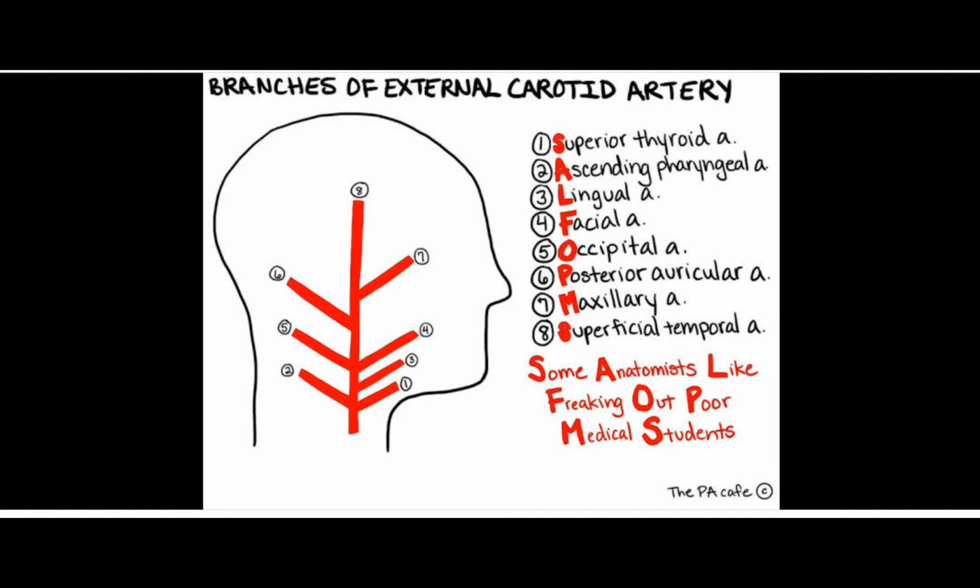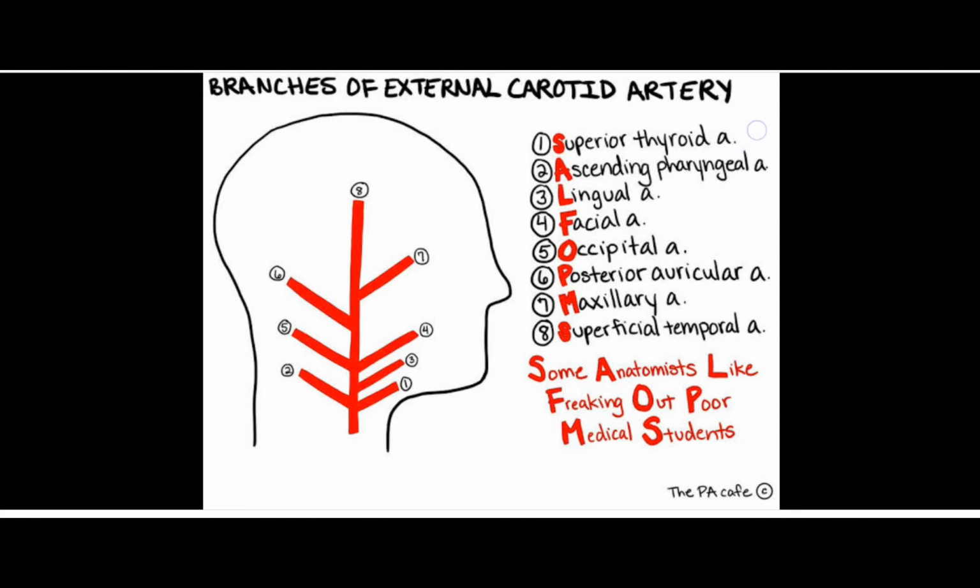So now we come to the branches of the external carotid artery. In the external carotid artery, we have anterior branches, posterior branches, medial branches, and terminal branches. In the anterior branches, we have superior thyroid artery, then lingual artery, and facial artery. You don't need to remember this mnemonic. Just remember what the anterior branches are, then posterior, medial, and terminal.